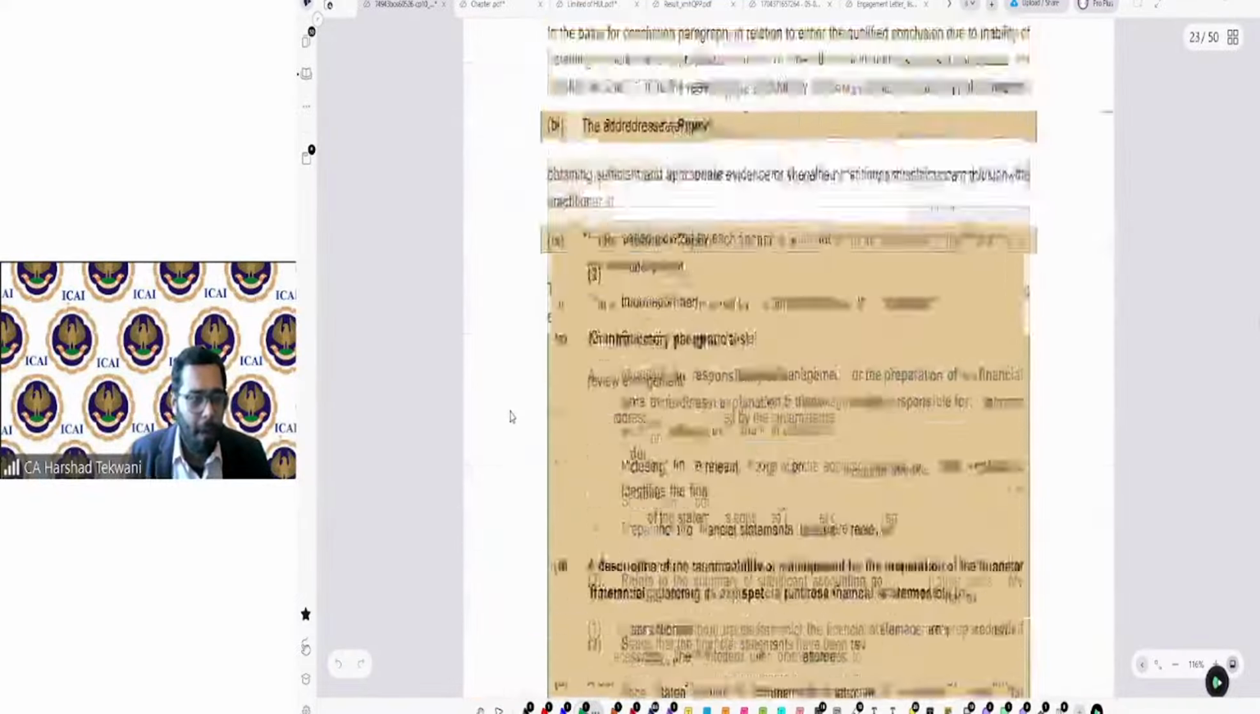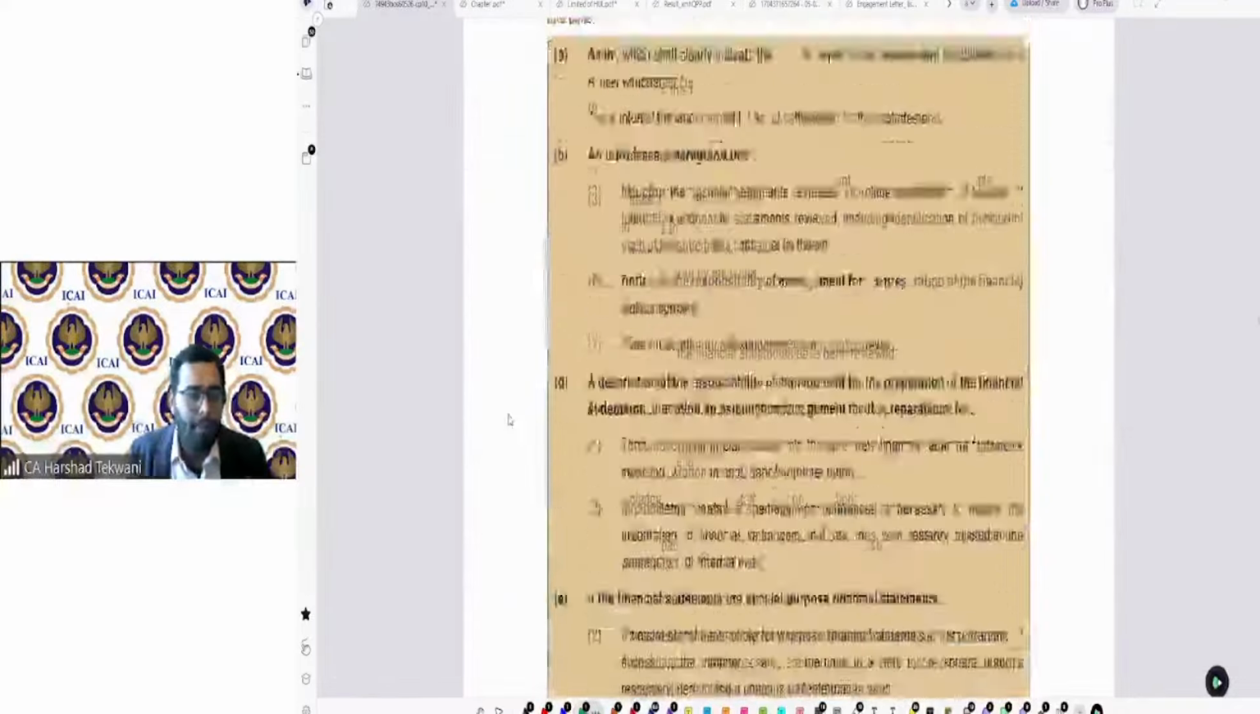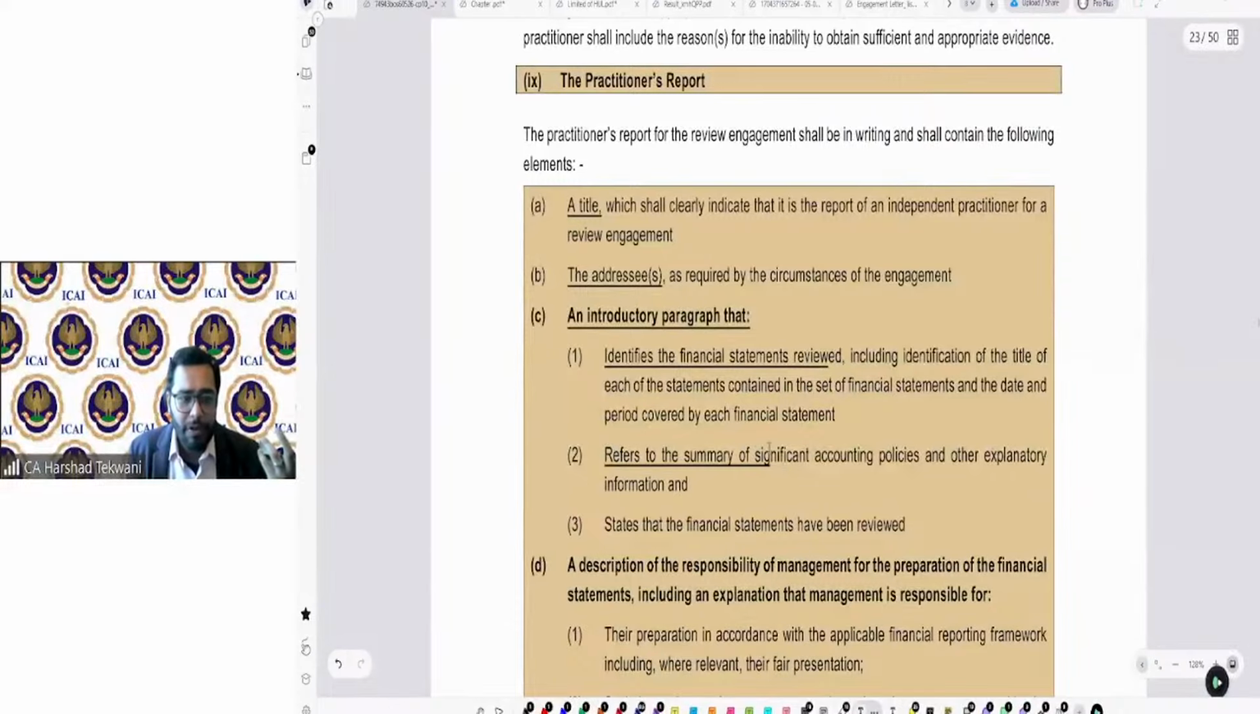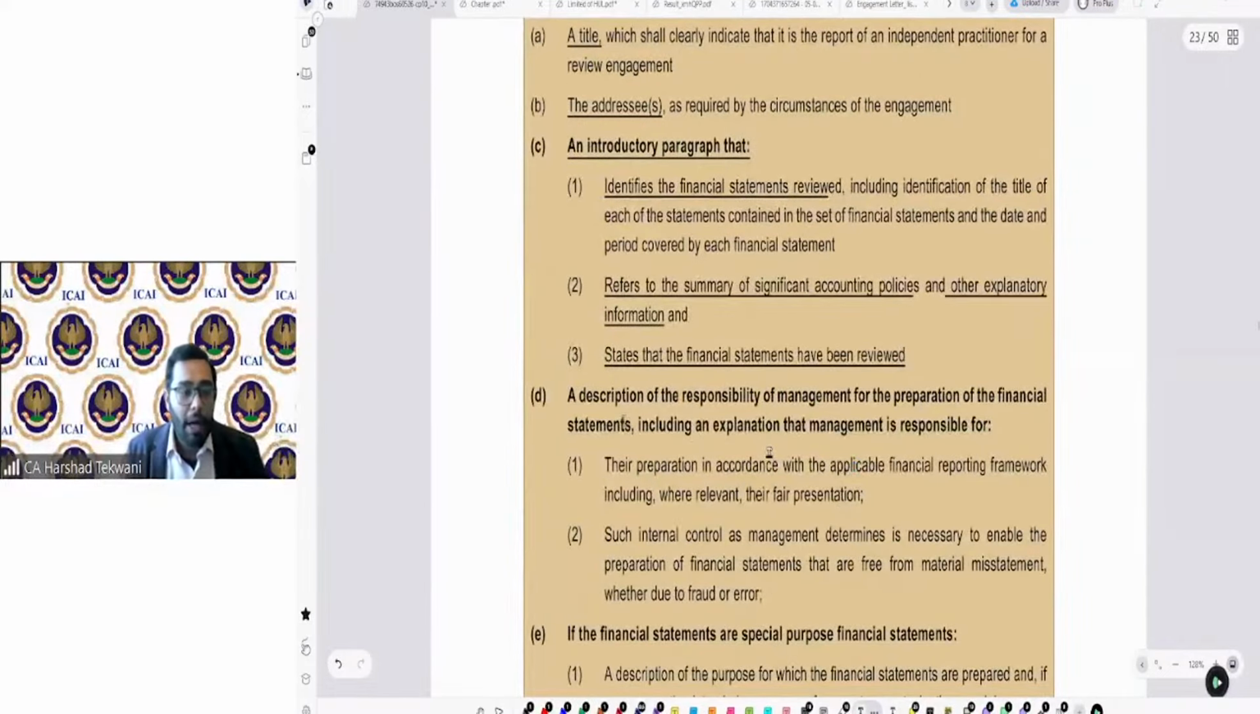Okay. So SRE provides some minimum items that are required to be included in a practitioner's report content. For example, a title, the addressee to whom you are addressing, and an introduction paragraph that identifies the financial statement, refers to the summary of significant accounting policies and other explanatory information, states that the financial statement has been reviewed, and describes the responsibility of the management.